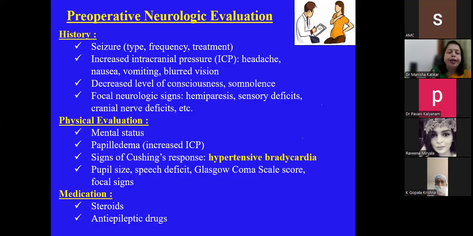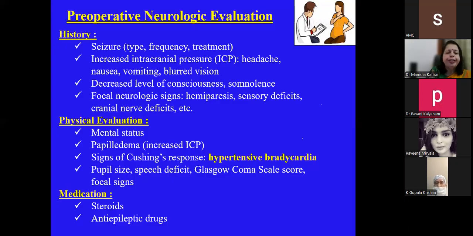We need to see or assess the pupillary size. We need to find out if there is any speech deficit or not. We need to find out Glasgow Coma Scale scores. We need to assess even bulbar lower cranial nerve palsy, bulbar palsy. The patient might give you a history that there is difficulty in swallowing food, or he gets excessive cough when he drinks water.